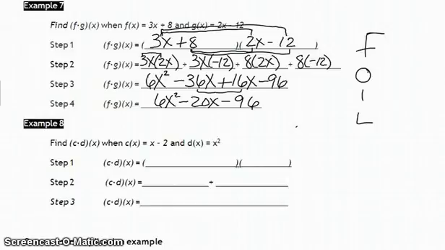Please pause the video now and give example 8 a try. Make sure you turn the video back on in a few minutes when you're finished and check your solution.